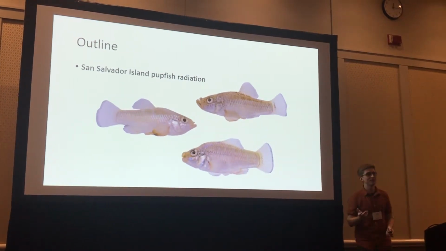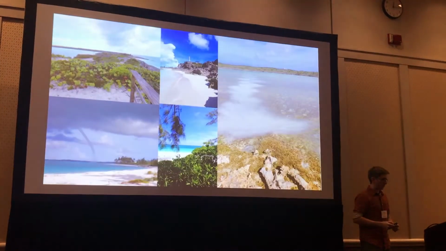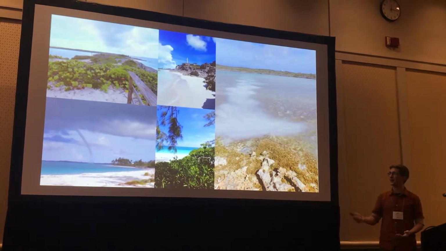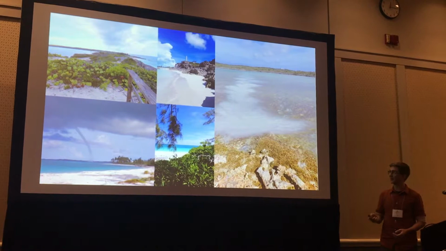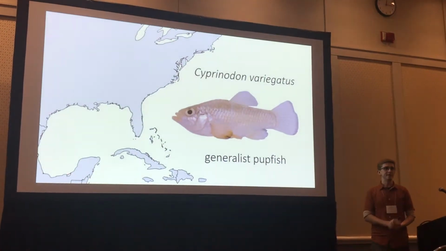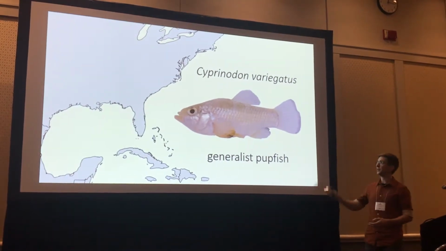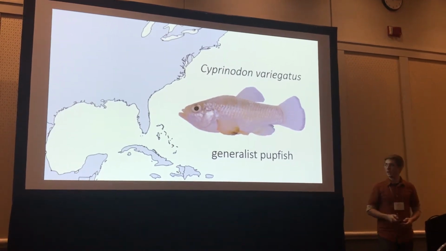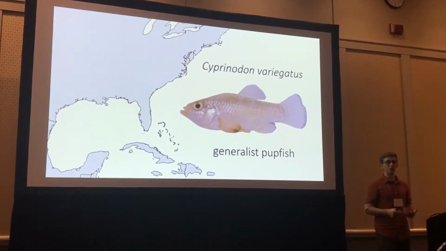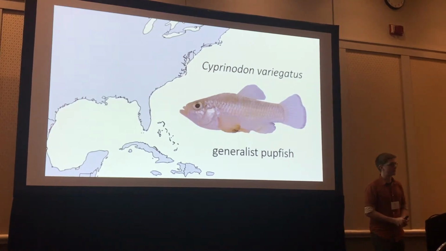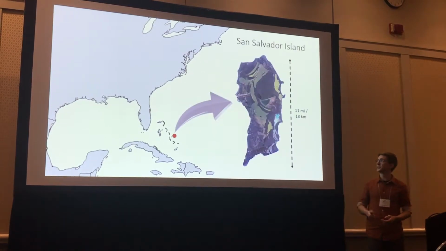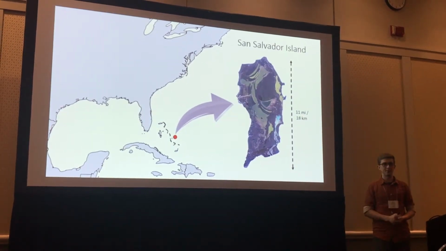So why study this question in pupfishes? Well, they live on some really pretty islands in the Caribbean. My lab and I would go down and search for species like this, Cyprinodon variegatus. This species has a really wide range from the coast of the United States down through the Caribbean to the tip of South America. And throughout this range, pupfishes are largely dietary generalists, meaning that they consume mainly macroalgae and detritus.